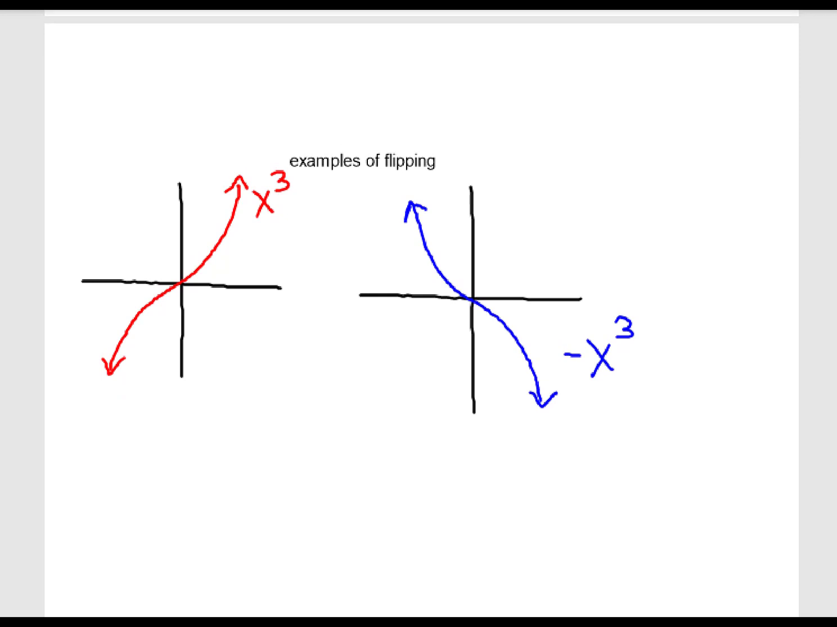Okay, so here we go. We have a function of x cubed. So that's our basic cubic function here. Now over here, we have y equals -x cubed. Okay, again, recognizing that this negative is out in front of the function. Because of that, we're going to flip downward. So instead of downward, I'm going to put over the x-axis.